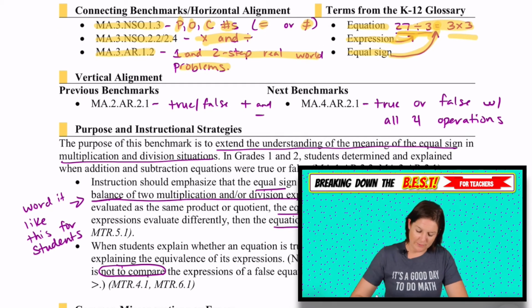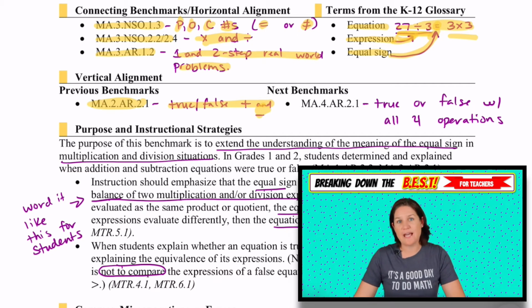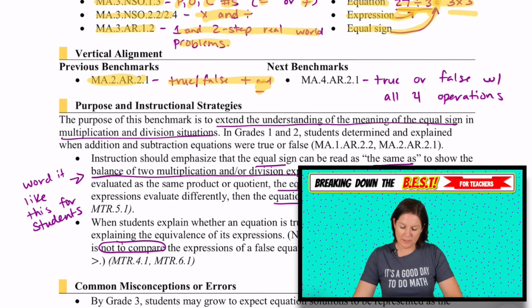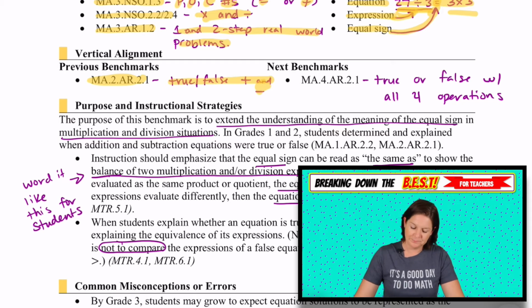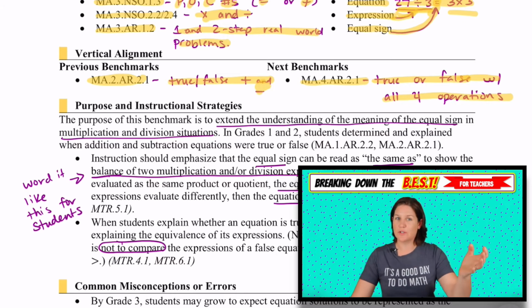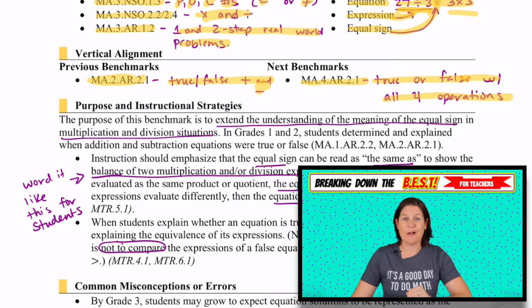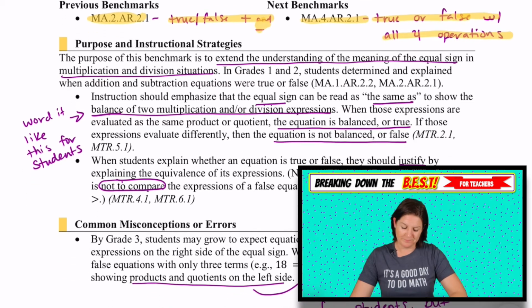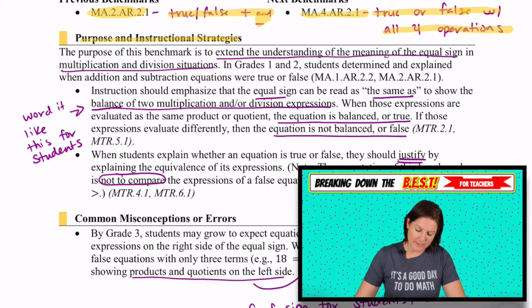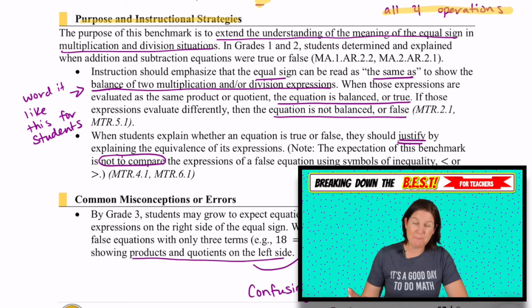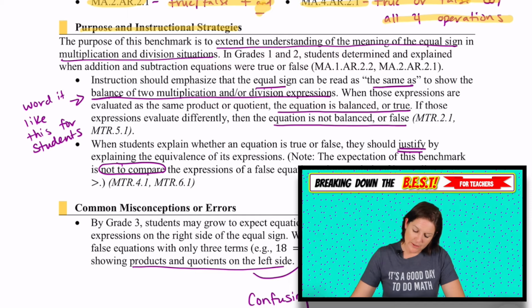For vertical alignment, in second grade, your second graders had true and false equations with adding and subtracting, so they should be coming up to you with some knowledge there. And in fourth grade, we have true and false with all 4 operations. So in third grade, just multiplication and division, but in fourth grade, we rock out all 4. Super fun.